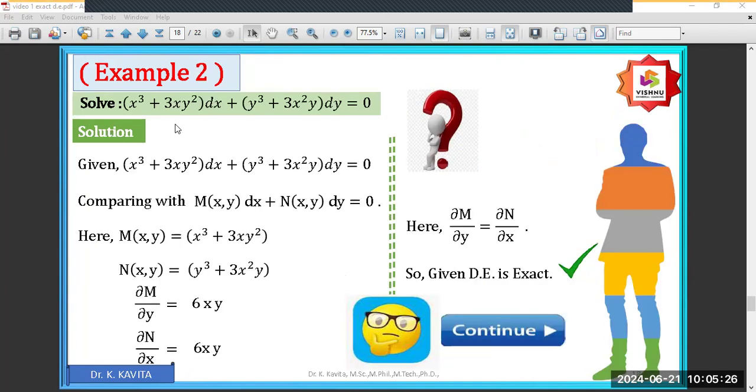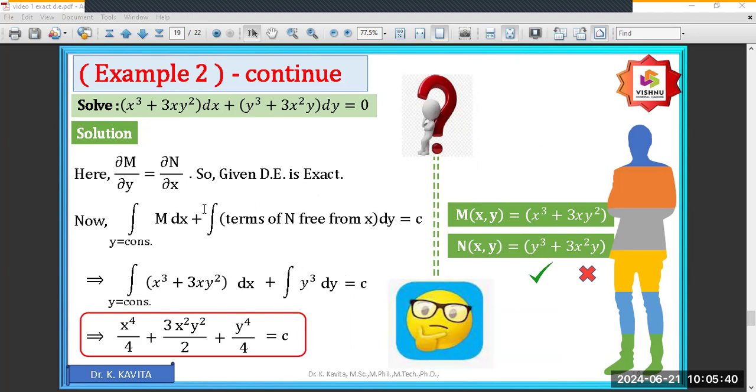We can see the second example also, x cube plus 3xy square dx plus y cube plus 3x square y dy equals 0. We identified M dx plus N dy equals 0. We differentiated with respect to y and x, and we got exact. And we found the general solution, keeping y constant in the first term and taking the terms free from x in the second, and we got this answer.